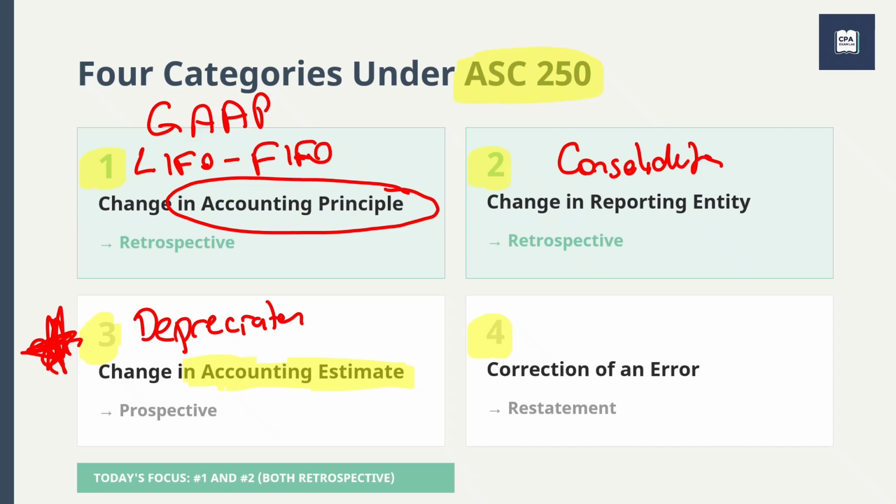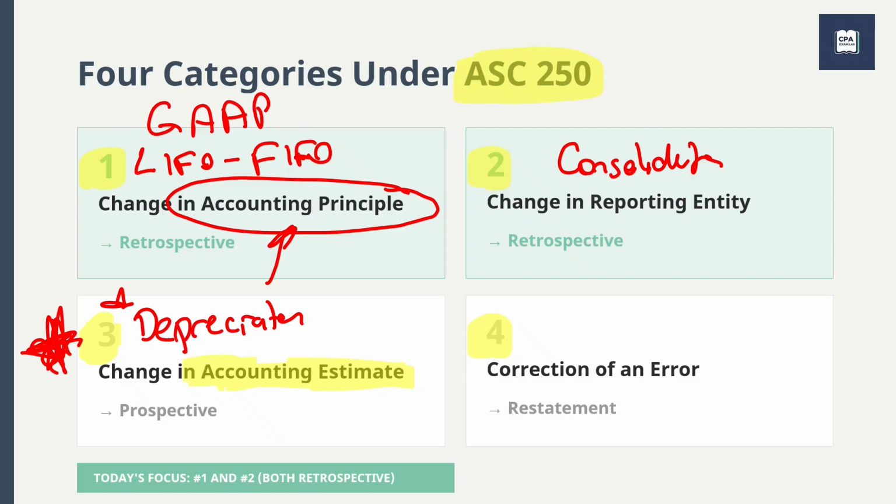This one they like to use as a trick question because a lot of the time students, when they see depreciation, think it's related to accounting principle. But it is not, because depreciation in the end is an estimate. We are estimating the useful life of an asset. And then maybe later we got new information and we say, okay, it has more useful life or not. Number 4 is the correction of an error.